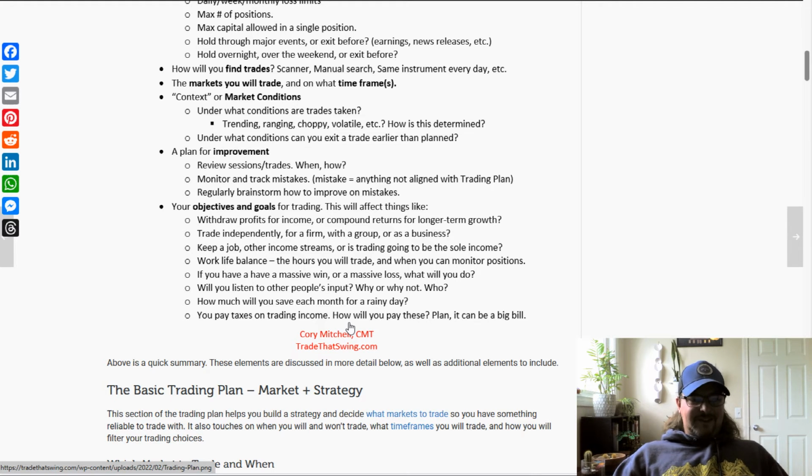You're going to pay taxes on your trading income. How will you pay these? It can be a really big bill if you have a good year, so you also want to be putting your taxes aside and making sure that you have that money available to pay in installments or at the end of the year, depending on how it works in your country.